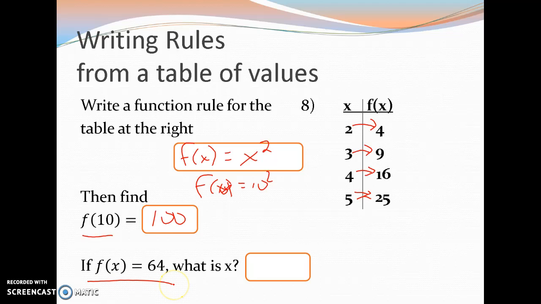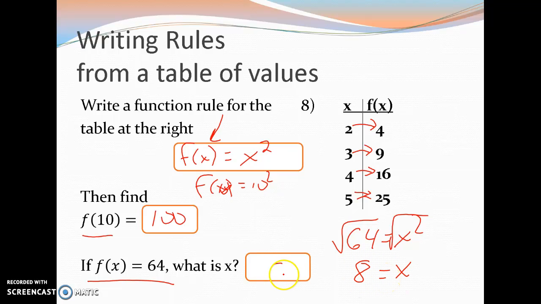And then if f of x is 64, then I'm going to have 64 equals x squared. And we really haven't talked about this yet, but we would take the square root of both sides to get the x by itself, and the square root of 64 is 8, which makes sense because if we take 8 and square it, we get 64.